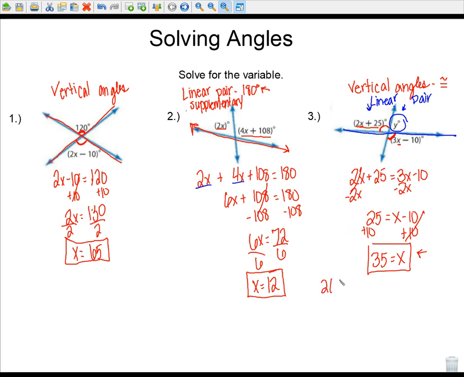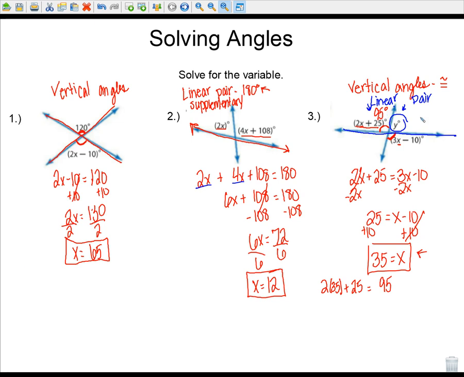So I'm going to go ahead and do that. I'm going to say 2 times our x plus 25, and our x here is 35. So 2 times 35, that's going to give us 70. 70 plus 25 is going to be 95. So this angle right here is 95 degrees.